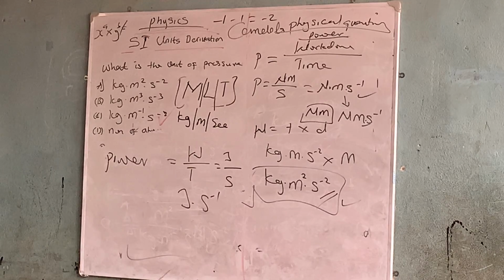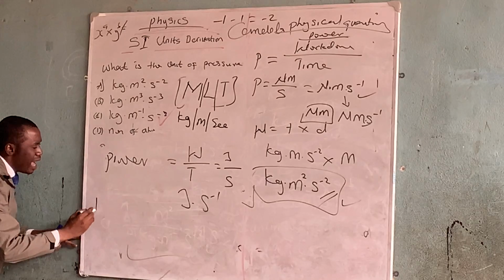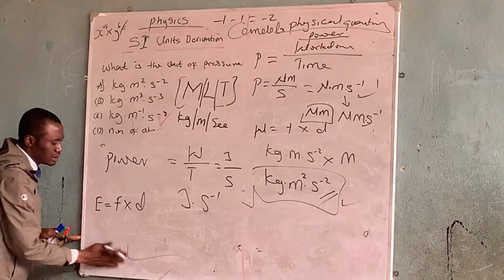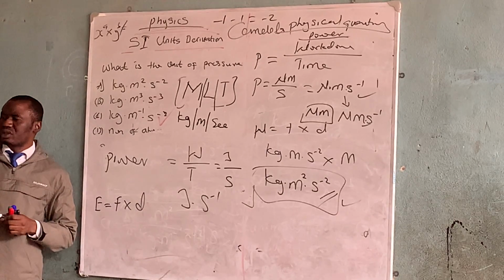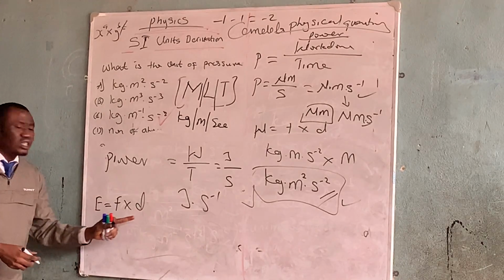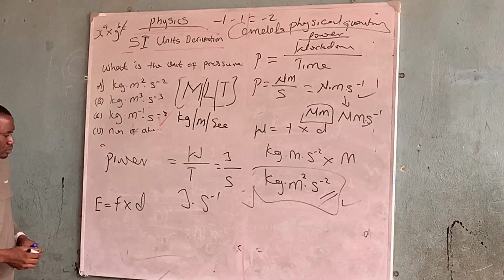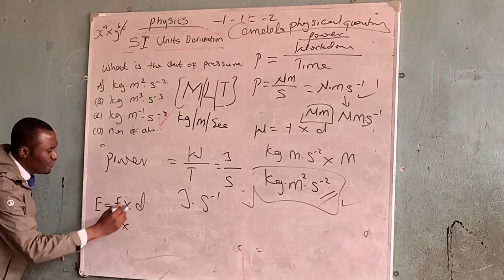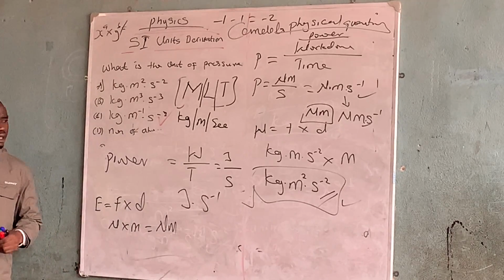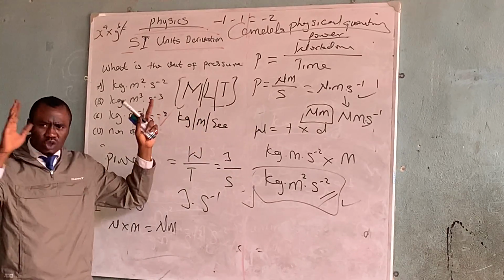Okay, let me solve it. Let's find some of these units. Energy is force times distance. I will solve momentum. Check your note, is momentum there? Energy is force times distance. What's the unit for force? Newton. What's the unit for distance? Meter. So energy can be Newton meter.